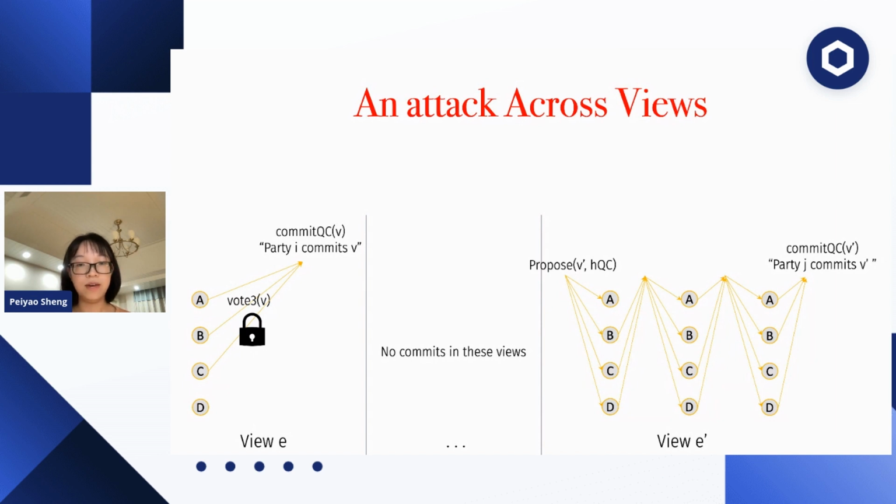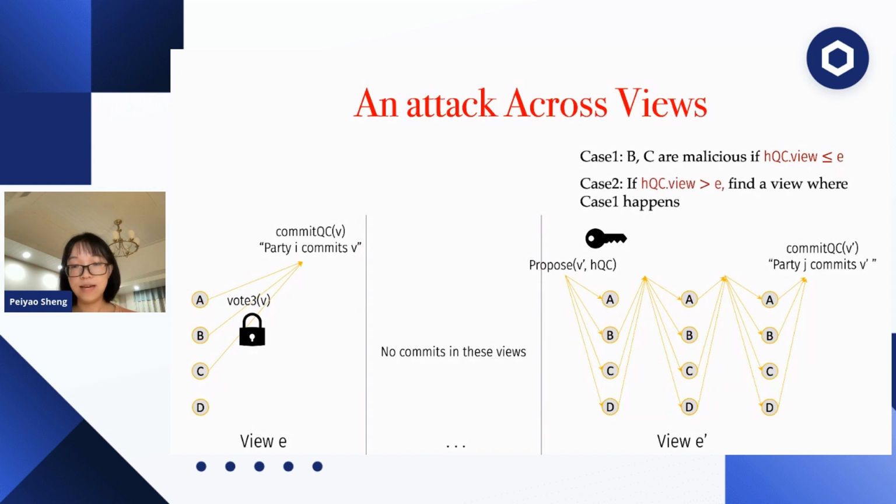Recap that A, B, and C are locked on value V, and according to the voting rule, they cannot vote for other values unless they receive a key in the proposal. So we should focus on this proposal here. In the first case, if we observe that HQC in the proposal does not have a higher view than E, then B and C must be malicious since it is not a correct key and they violate the voting rule.